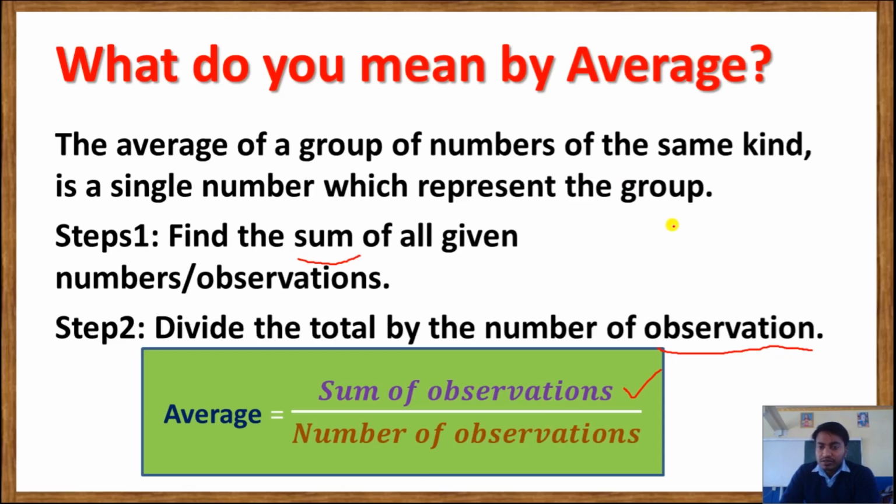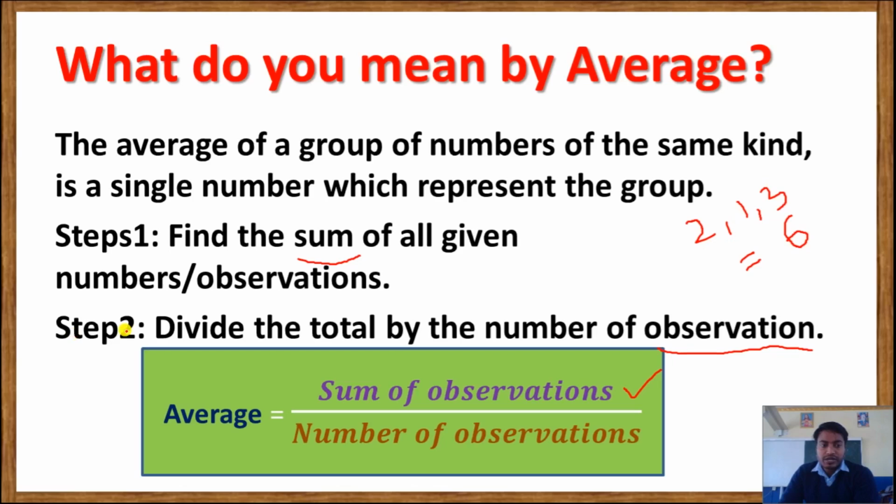Suppose you have 3 observations, 2, 1 and 3. For these numbers we have to find the average. According to step number 1, first we have to add the given observations. So here we have 2, 1, 3. First we add 2 plus 1 plus 3, which gives 6.